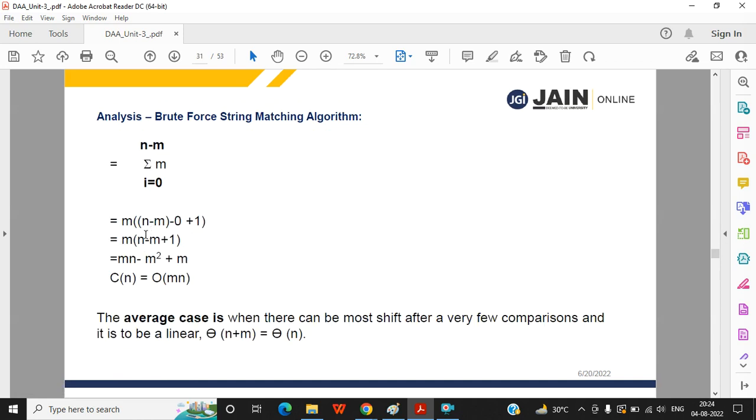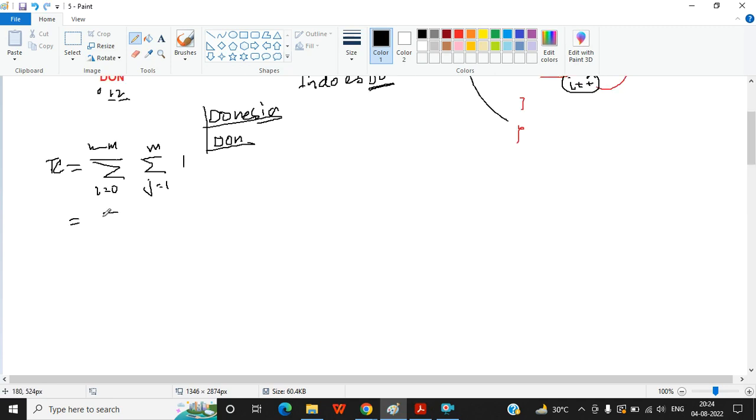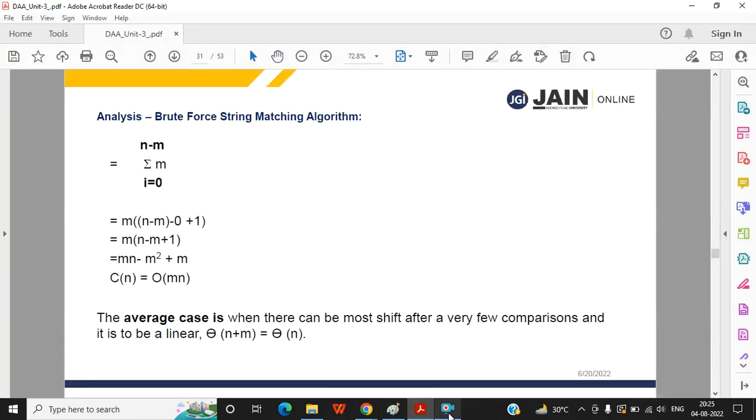See here. Just see, here we get both are same. i is equal to 0 to n minus m, and you have m. So first I'm showing you what they have done here.